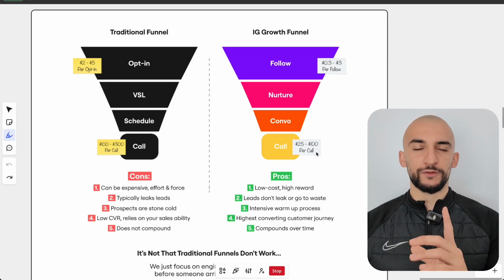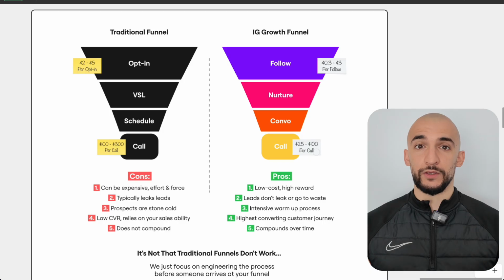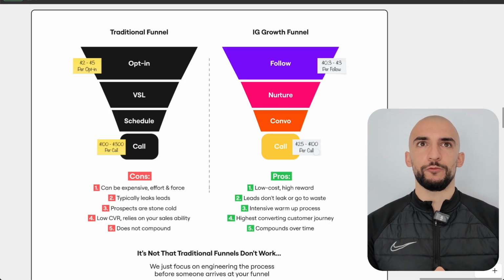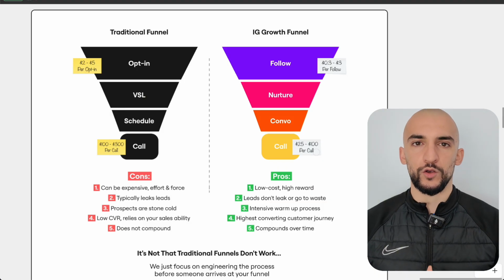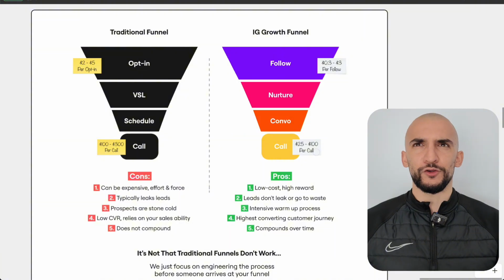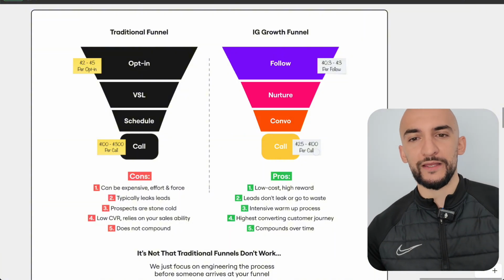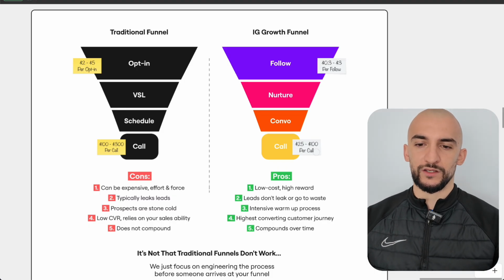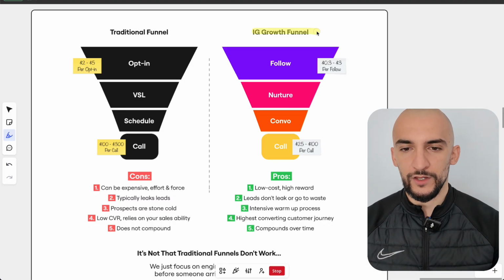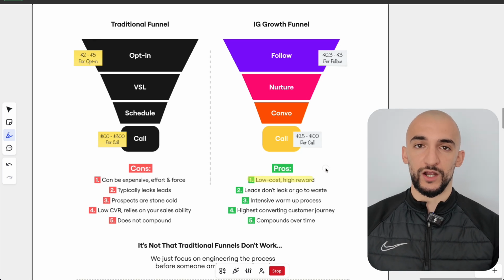But it's not so much the price per call that matters, it's the type of call. Because to be honest with you, if you could be guaranteed that you would be paying $1,000 per call for a red hot lead that is pre-sold, you'd pay for that, right? If your program's 3, 2, or even 5K, you would pay for that. So it doesn't matter about the price of the call, it's the type of call that you get when running the Instagram growth funnel. So it's low cost and high reward.